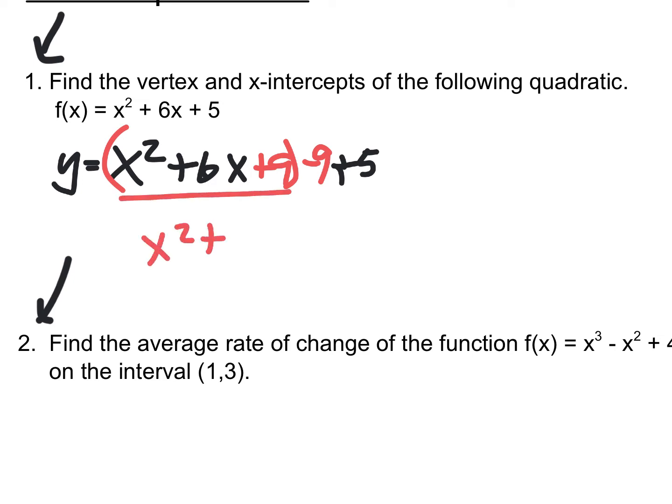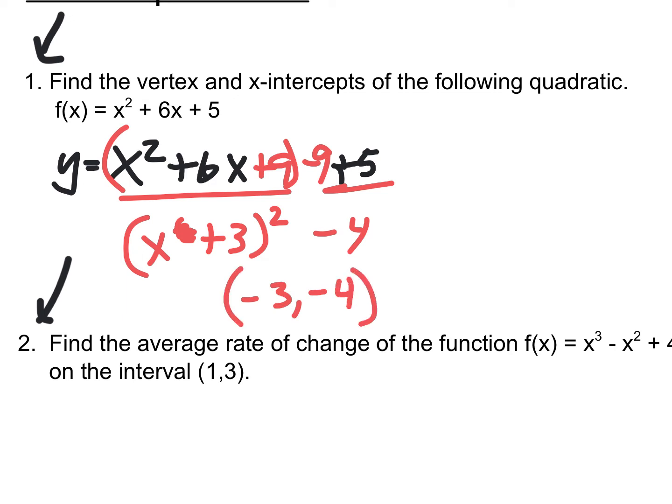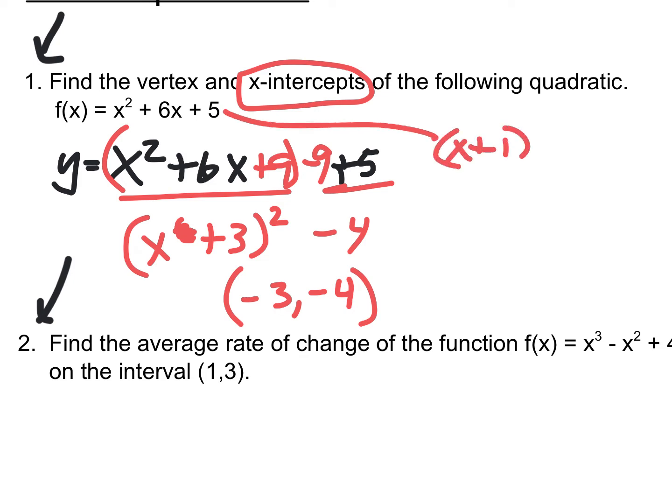X squared plus, or wait a minute, sorry. X plus 3 quantity squared. And that part's minus 4. Vertex is at negative 3 comma negative 4. Raise your hand if you had the vertex right. Okay, good. Next, what if I want to find the x-intercepts? Well, a quadratic formula does work, but if you can factor it, you should. X plus 1, x plus 5 gives me really quick x equals negative 1 and x equals negative 5. And those are the x-intercepts.